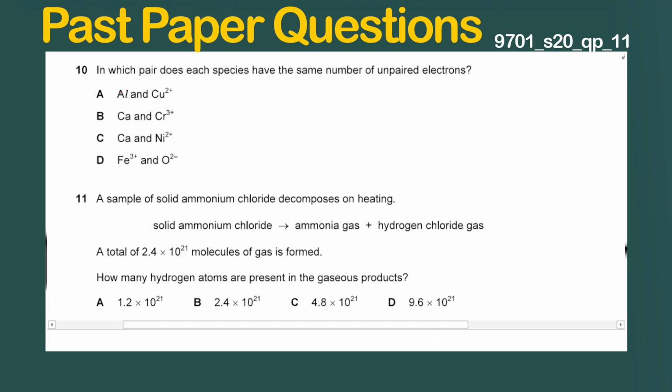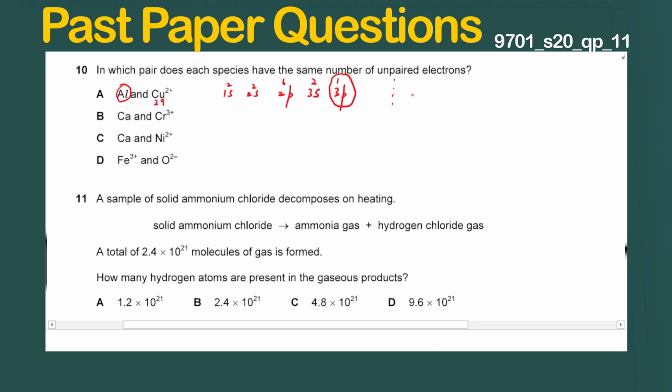In which pair does each species have the same number of unpaired electrons? For this reason, we have to write down the electronic configuration. Aluminium has 13 electrons. So 1s2, 2s2, 2p6, 3s2 and 3p1. This is the unpaired electron.